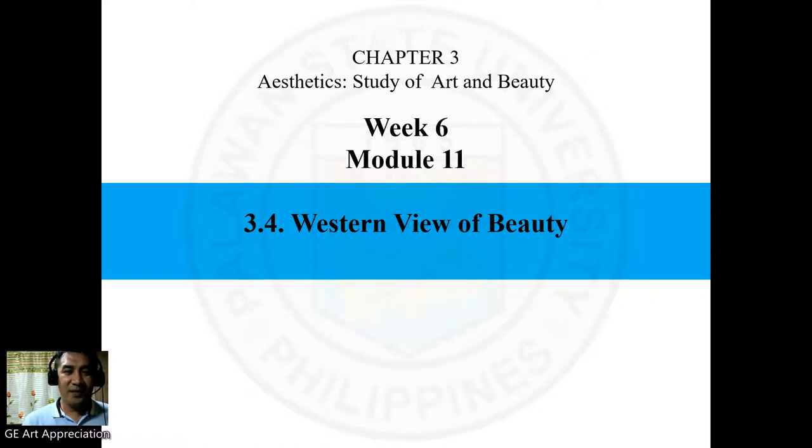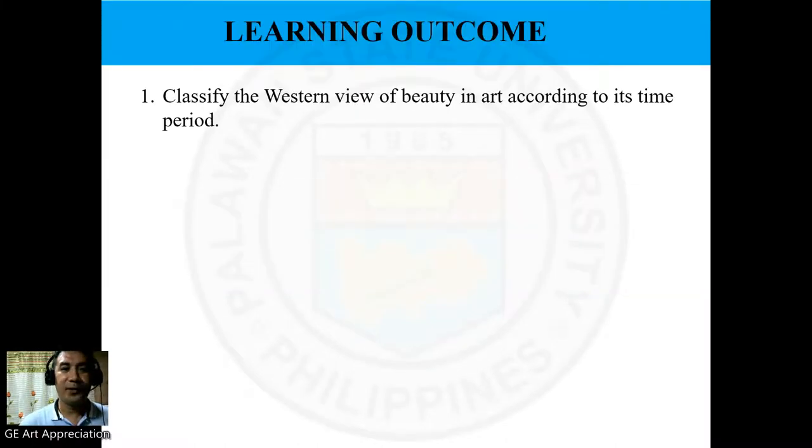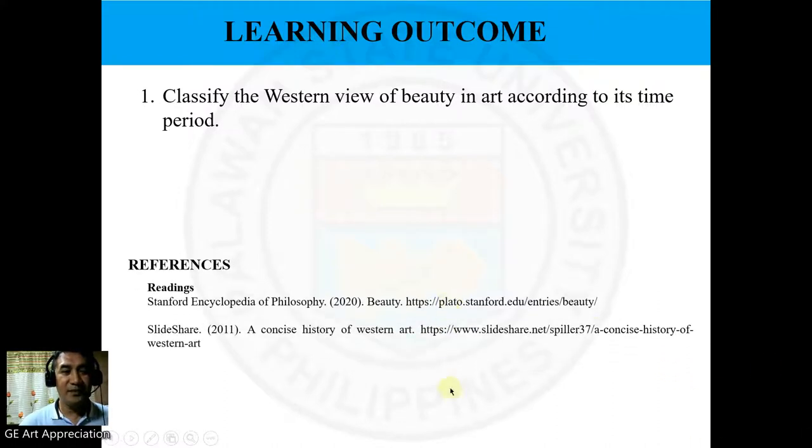Today, our topic is Western View of Beauty. For the learning outcome, we have to classify the Western view of beauty in art according to its time period. These are the references.